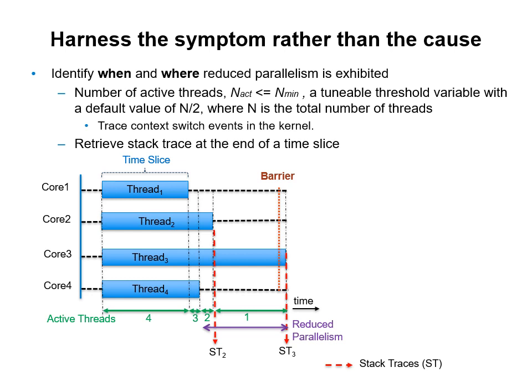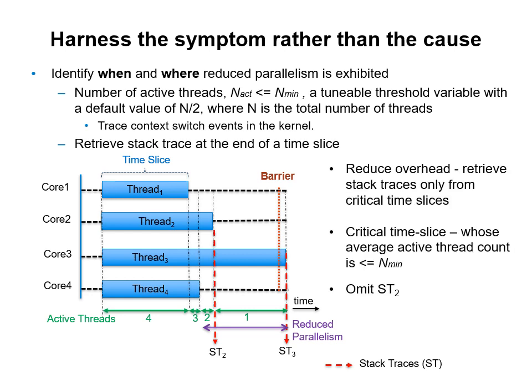The number of active threads can be maintained by probing context switch events and incrementing the count when threads are switched in and decrementing it when threads are blocked. With this logic, the number of active threads during each interval is displayed at the bottom in green. The same probe can retrieve stack traces at the end of a time slice to identify code location that executed with reduced parallelism.